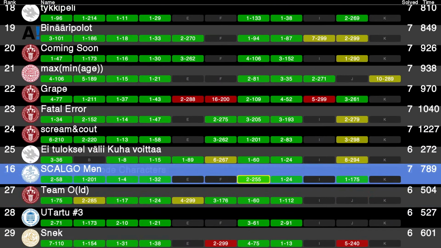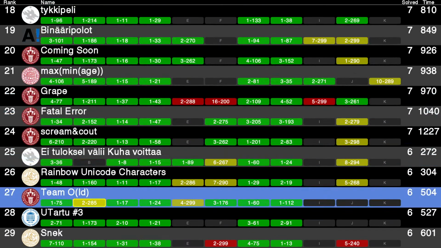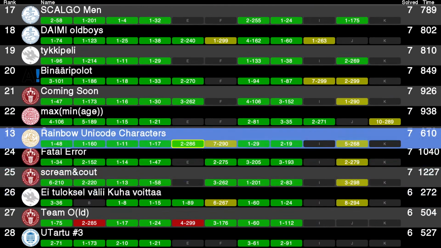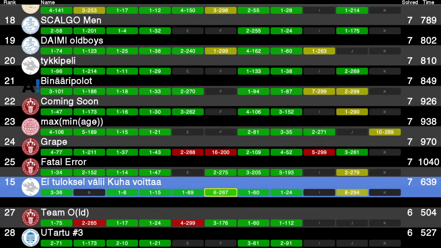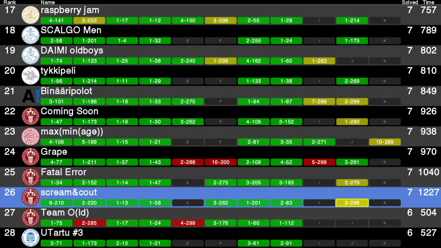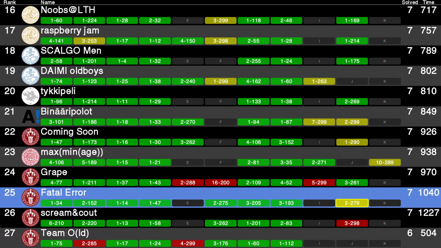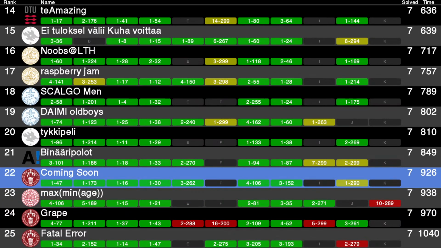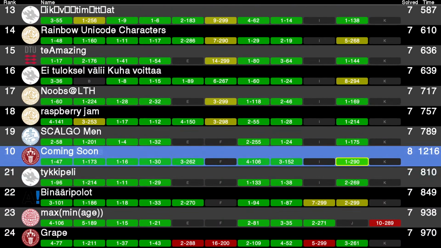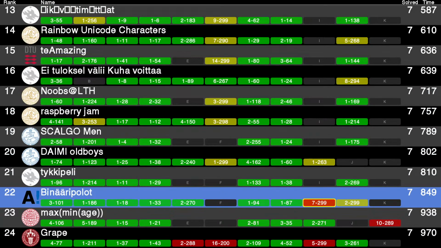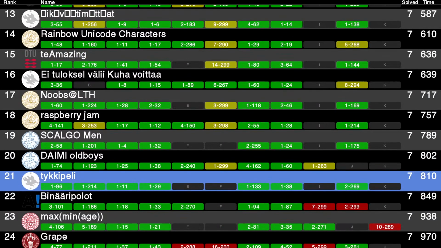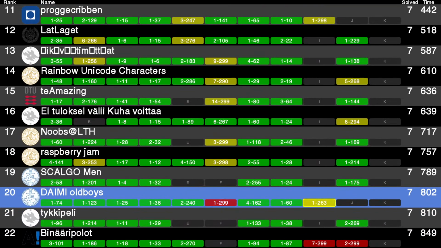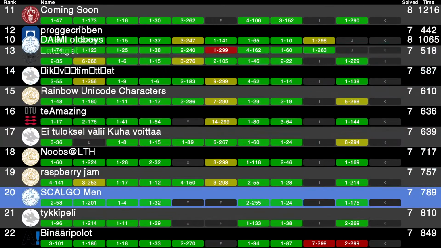Tiki Pelli, Skalgo Man also gets an accepted. Team O of LD. No more accepteds. Rainbow Unicorn characters. Yeah. And Scream and See Out are finished at place 26. A lot of Danish teams here. Maxmin Age. They are also finished after a lot of submissions there. Binary Polot didn't get I or J. Tiki Pelli, Daimi Old Boys, even more submissions from them. Maybe I. Oh, they got I as well at the end.